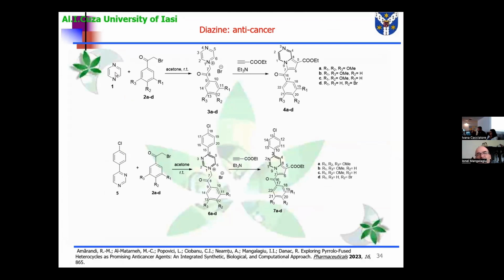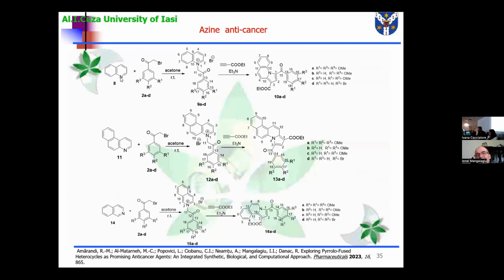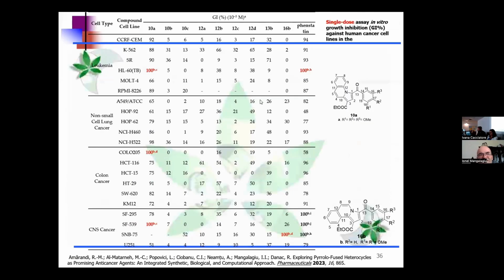For instance, in the case of pyrazine, we get this pyrrolopyrazinic system. In the case of pyrimidine, substituted with this parachlorophenyl, we get this pyrrolopyrimidinic system. In the case of quinoline, we get the pyrroloquinolinic system. In the case of benzo-J-quinoline, we get this pyrrolo-benzo-J-quinolinic system. And in the case of isoquinoline, this pyrrolo-isoquinolinic system.